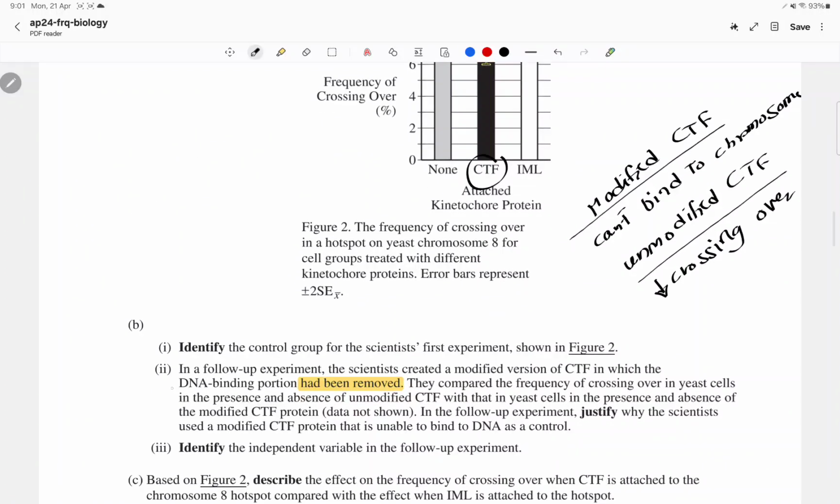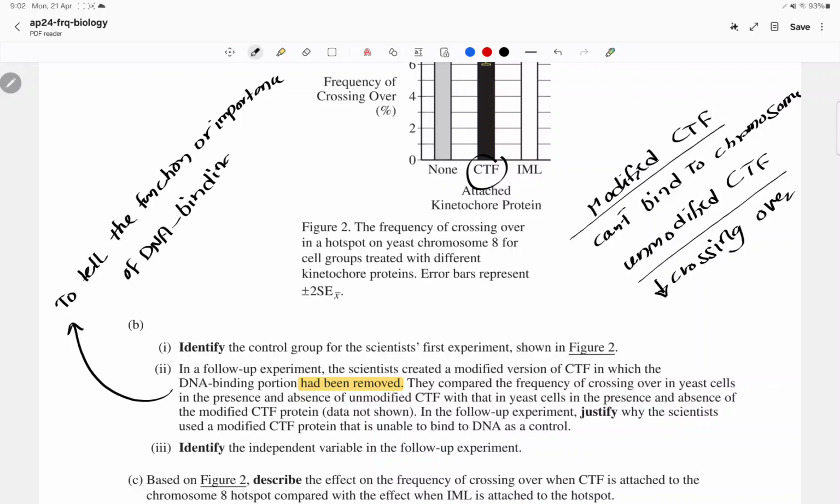So basically, to tell the function or the importance of the DNA binding ability of CTF on the frequency of crossing over.